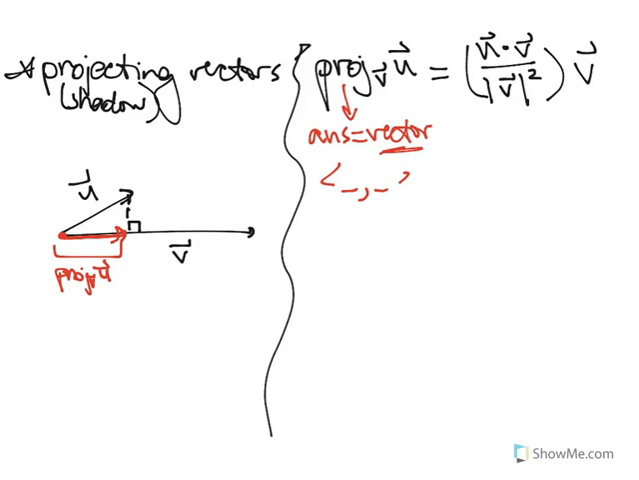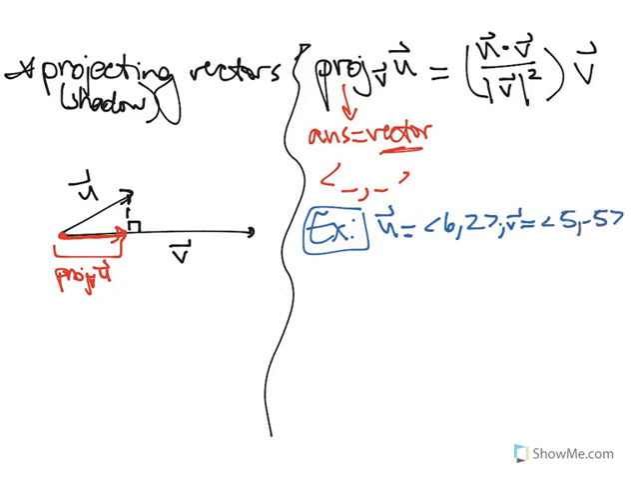So we're going to do an example. In my example, we will say that vector U is 6, 2, and vector V is 5, -5. And we're going to project U onto V. Okay, so we're going to just have to do all of these pieces. We need to figure out what U dot V is, and we have to figure out what the magnitude of V is, and then square that, and then we'll multiply that fraction times V.